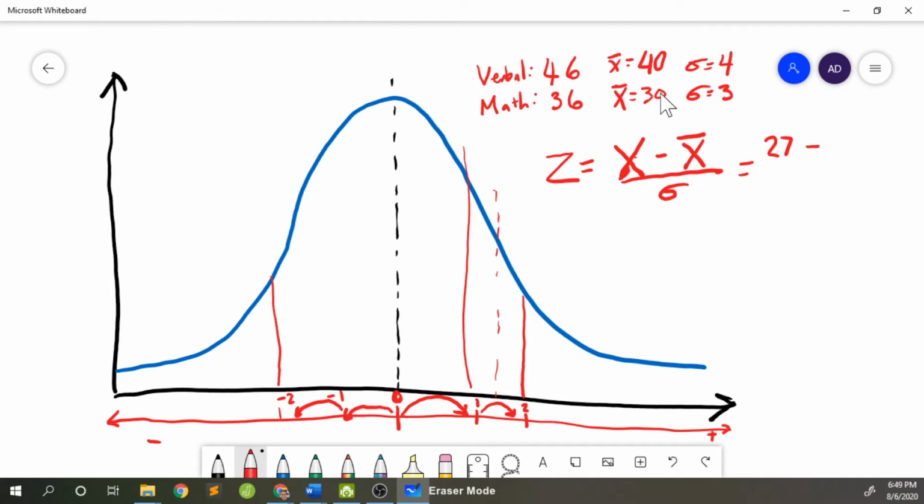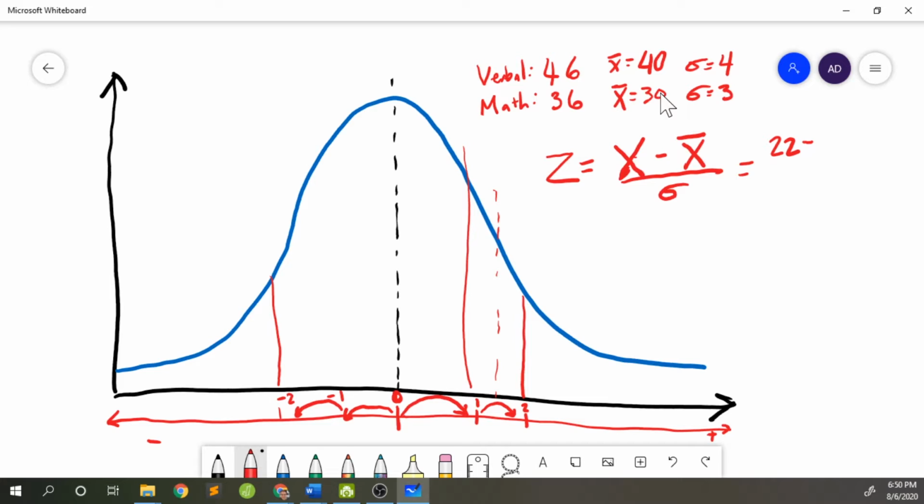Oh, that one's too easy. Let me find a better one. If you follow that out, it's going to be 27. We know that's 1 below. So you don't actually need the formula really for that. Let's do 22. So they scored a 22.